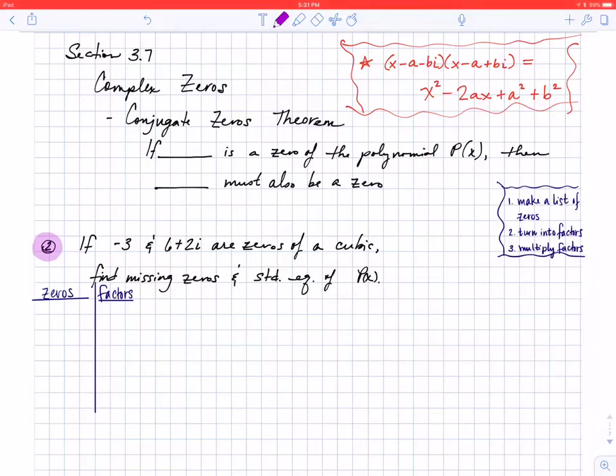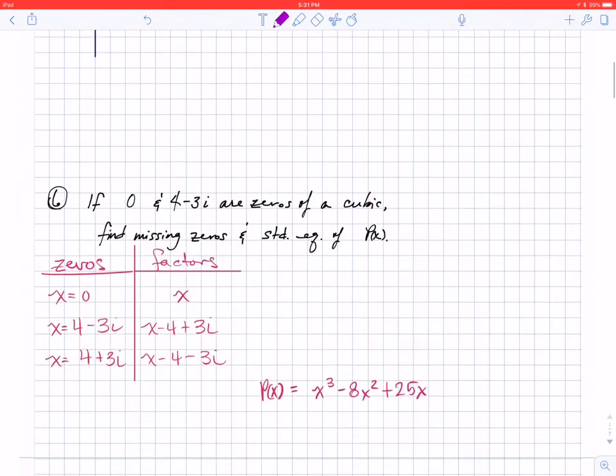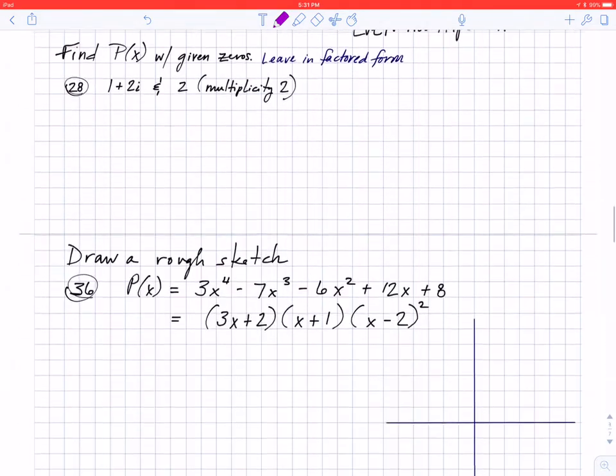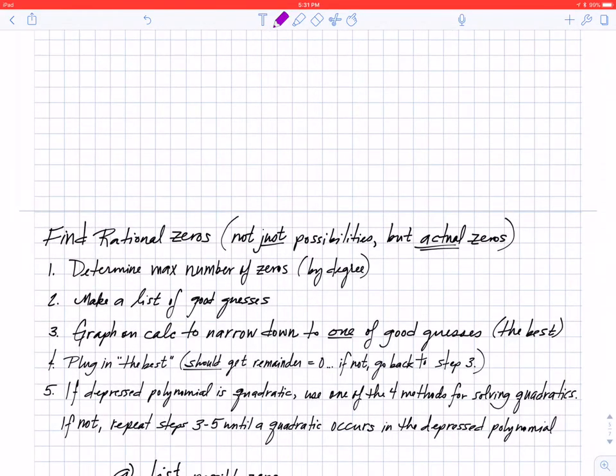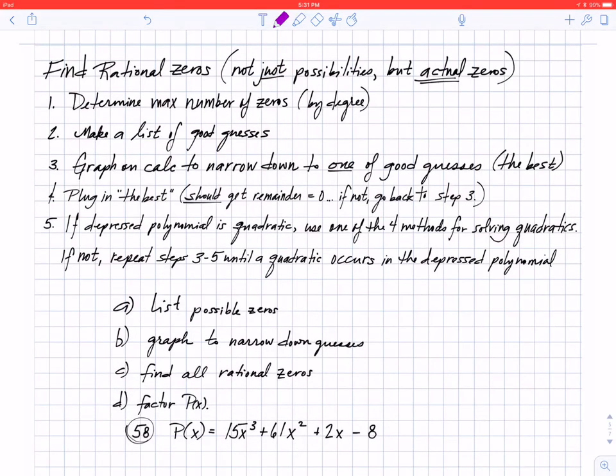Hey folks, this is section 3.7. We are talking about finding zeros. I'd like for you to go all the way to the end of your notes. This is the section that says finding rational zeros. So we're not just finding possible zeros here, we're actually finding the rational zeros, the actual zeros of our polynomial.